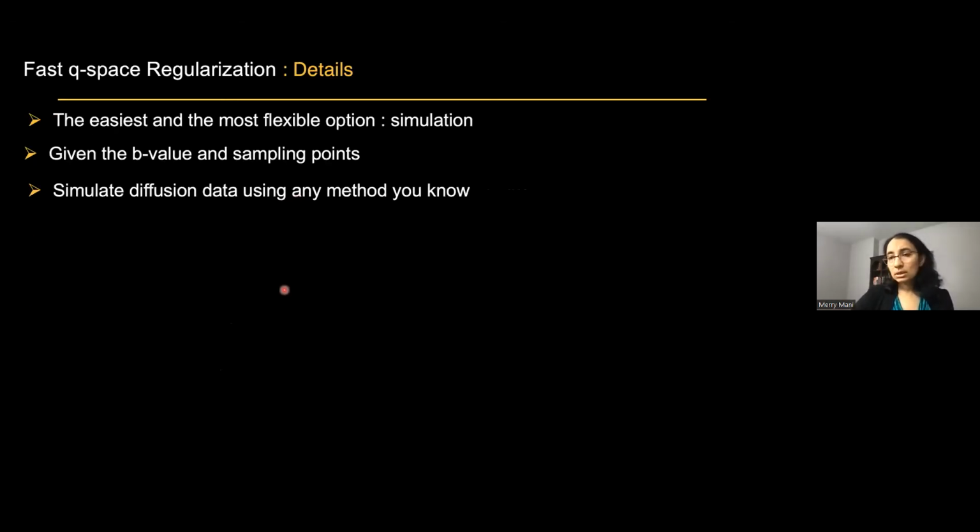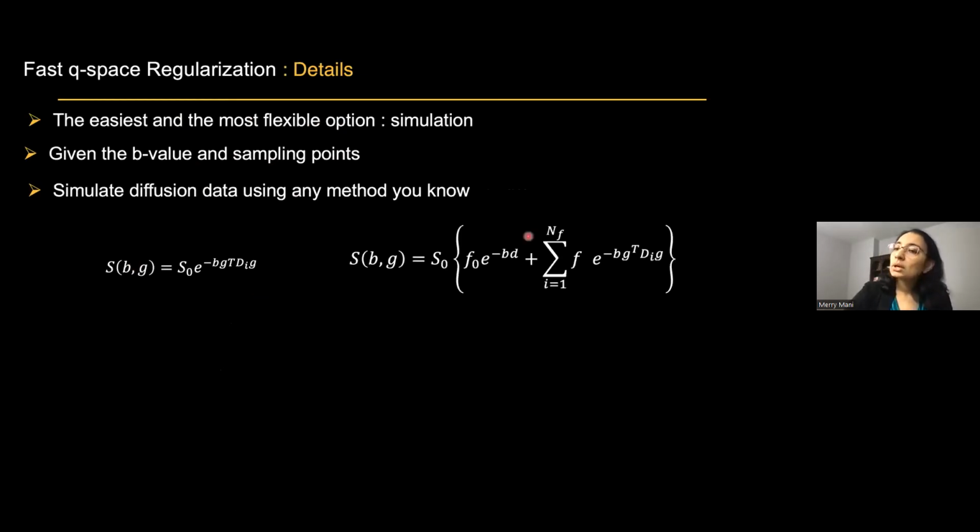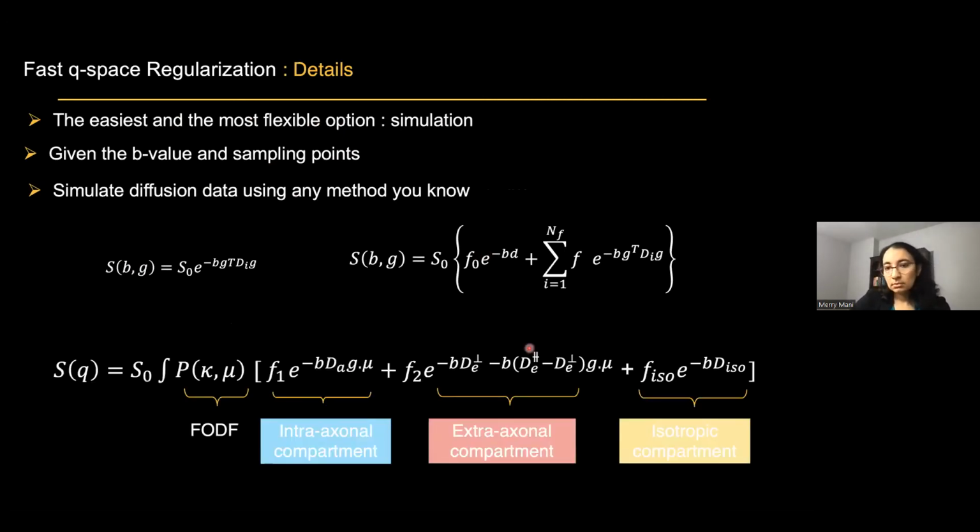Out of all these possible ways to get training data, one of the easiest and most flexible options is to use simulations. As long as you know the b-value and the sampling points, you can simulate the diffusion data using any method that you know. For example, you can simulate diffusion data using a simple diffusion tensor model, or you can go for more complicated diffusion models such as two-compartment or three-compartment, ball and stick, or any such model.